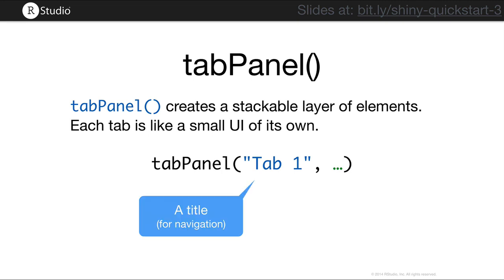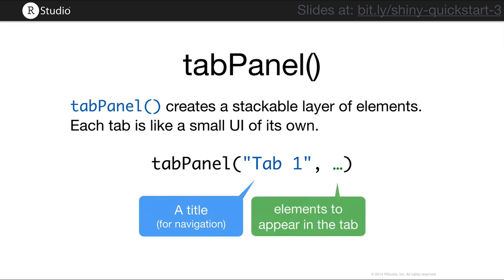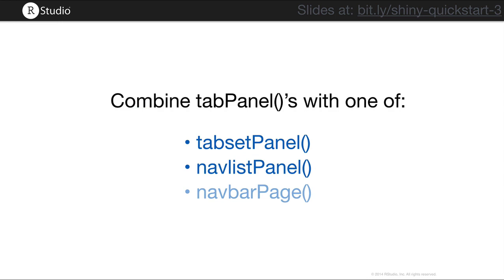Every tab panel needs a title because when you start stacking panels on top of each other, you need to be able to navigate between them, and the titles are an essential component of that navigation system. And then after you give it a title, you can give it whatever elements you want to appear in that panel. Tab panels are designed to work with one of the following functions: tabsetPanel, navlistPanel, or navbarPage. We'll look at the 2 panel functions first, and then we'll look at the page function in the next module.